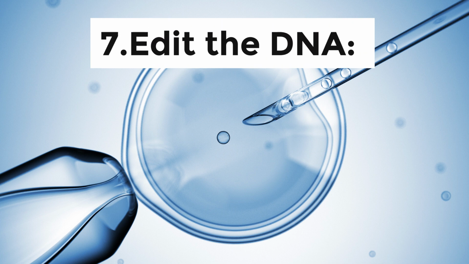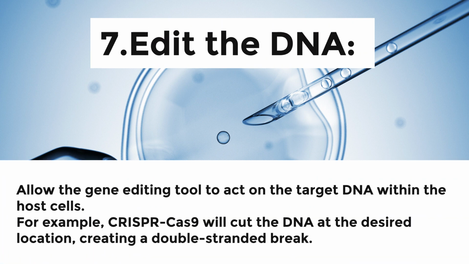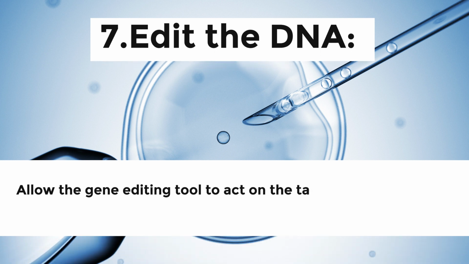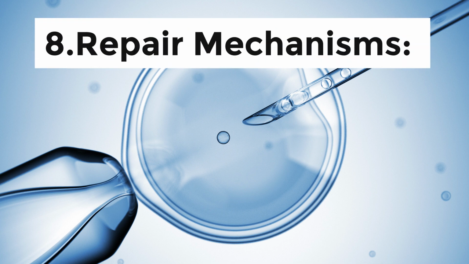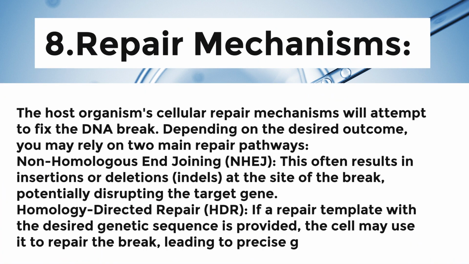Edit the DNA. How do we edit the DNA? Allow the gene editing tool to act on the target DNA within the host cell. For example, CRISPR-Cas9 will cut the DNA at the desired location, creating a double-strand break. Then, repair mechanism. The host organism's cellular repair mechanisms will attempt to fix the DNA break.